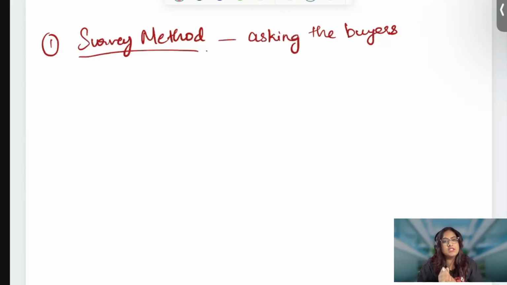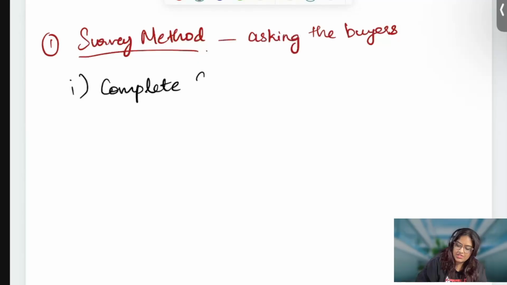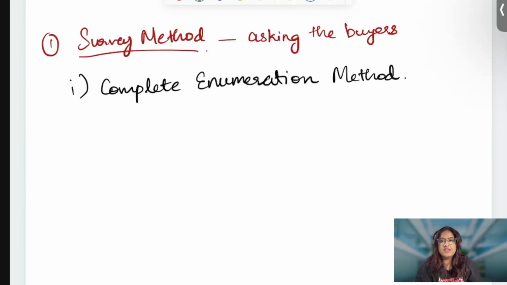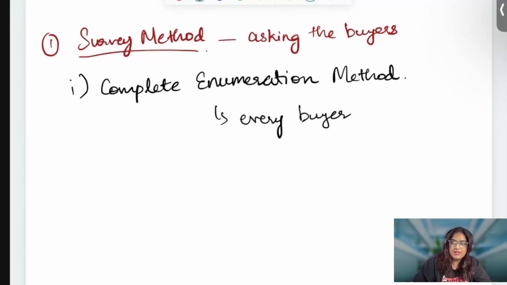And there are three important types of survey method. The first one is the complete enumeration method. What happens in this method? Here we talk to every single potential customer or buyer in the market. Every buyer will have a chance to have data collected from them. So you will be talking to every single buyer in the market to collect the data, getting the data from the entire population.